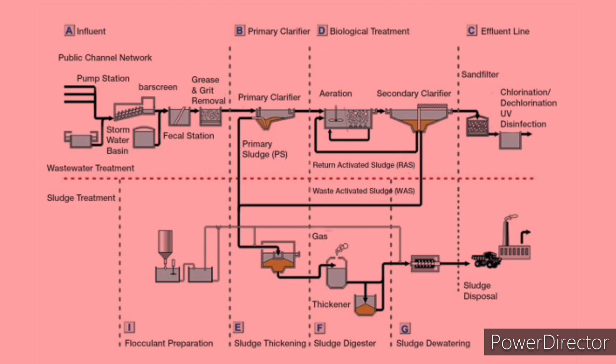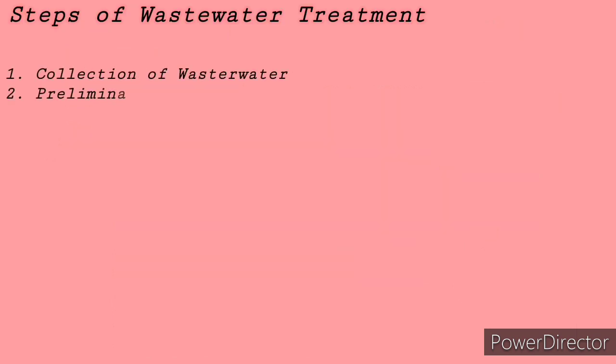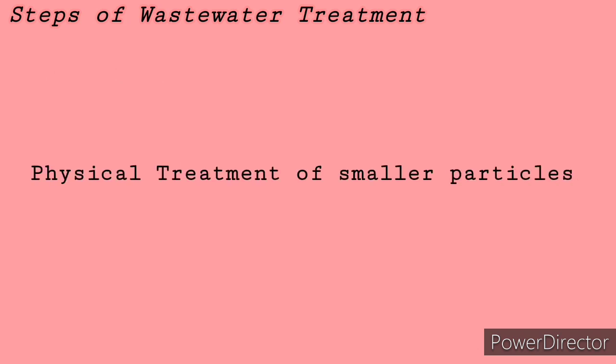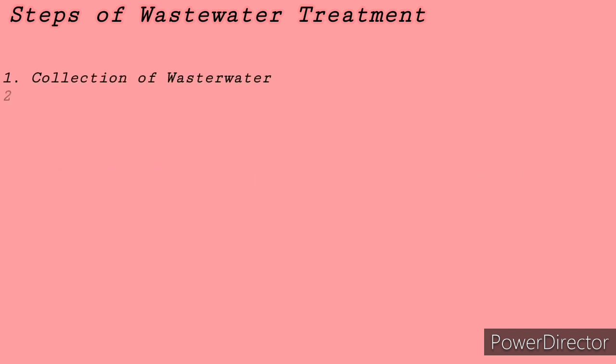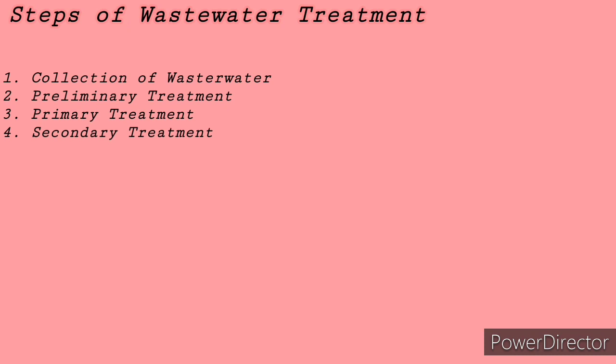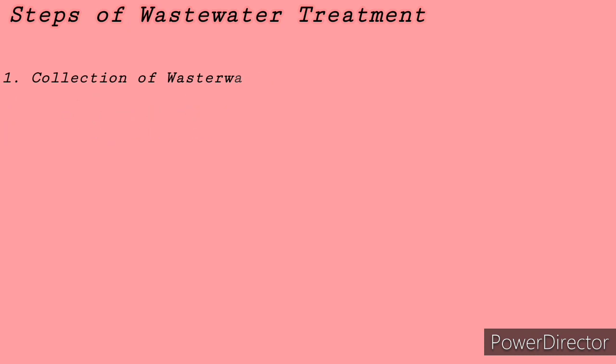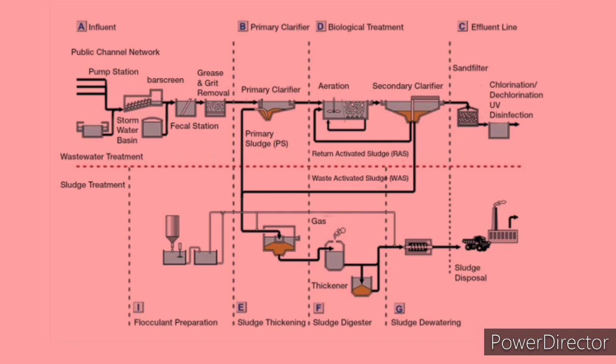Then it moves to the process known as primary wastewater treatment, and that is the third step. The primary treatment is the physical treatment of smaller particles. The fourth one is the secondary wastewater treatment. After the preliminary and primary treatment, all the physical measures are done. Separation of solids from the liquids is already done.